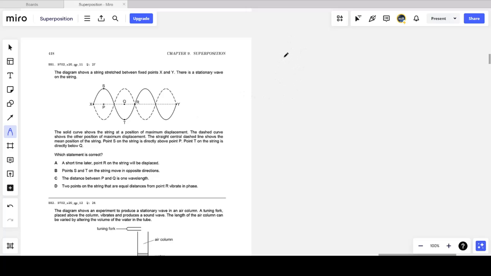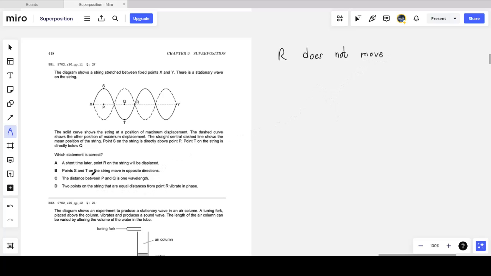So if I were to redraw this diagram, actually I wouldn't need to redraw this diagram, but what I can see is that point R firstly does not move. Remember, nodes don't move, so that point of the string doesn't vibrate. Okay, so there's no vibration. R is a node. So a short time later, point R will be displaced. That is not true because R doesn't move, right?